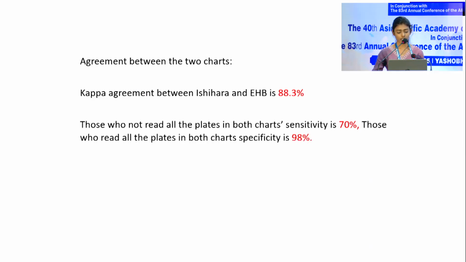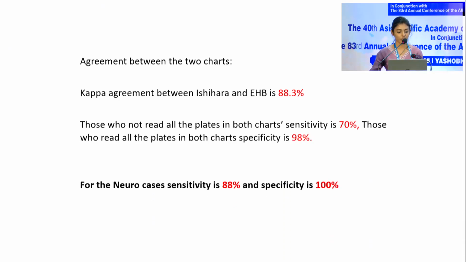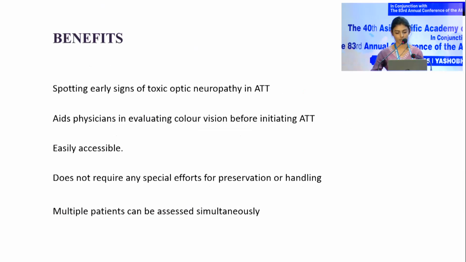For those not able to read all the plates in both charts, the sensitivity is 70%. For those who read all plates in both charts, the specificity is 98%. So for the neuro cases, the sensitivity is 88% and the specificity is 100%.